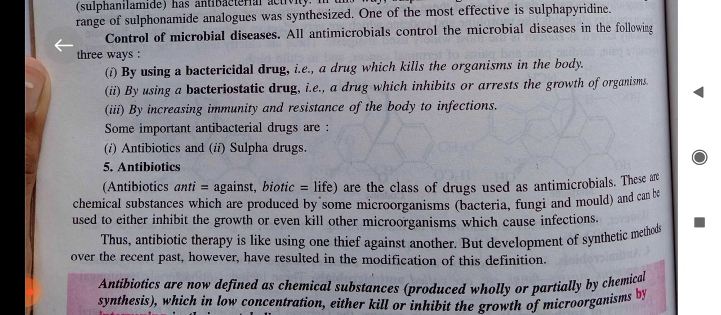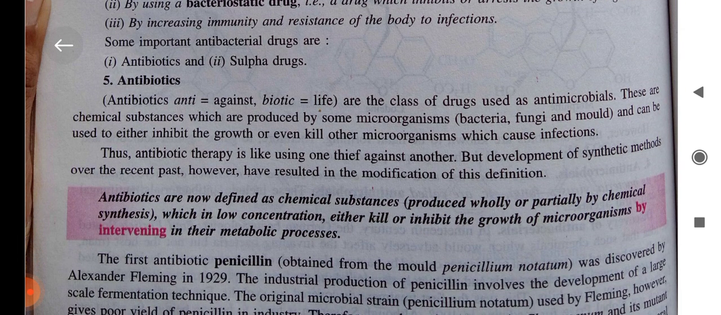Control of microbial disease. All antimicrobials control microbial disease in the following ways: by using a bactericidal drug, that is a drug which kills the organism in the body; by using a bacteriostatic drug, that is a drug which inhibits or arrests the growth of organisms; by increasing immunity and resistance of the body to infections. Some important antibacterial drugs are antibiotics and sulfa drugs. Antibiotics are the class of drugs used as antimicrobials. These are chemical substances which are produced by some microorganisms and can be used to either inhibit the growth or even kill other microorganisms which cause infections.